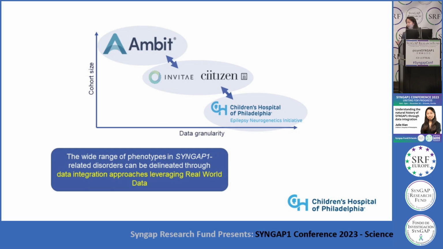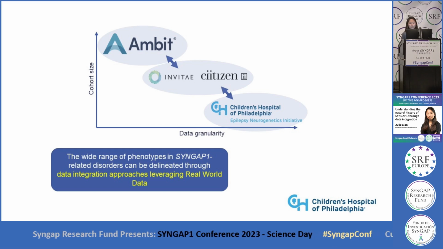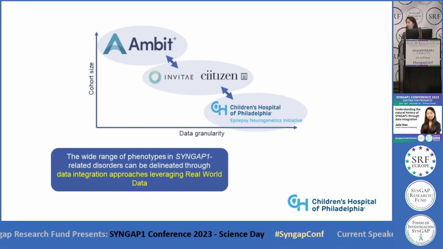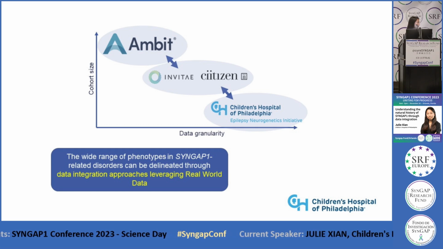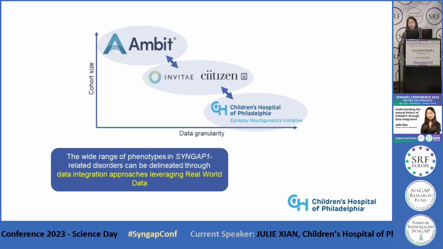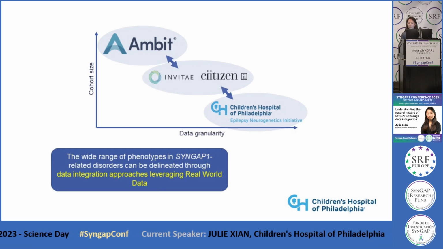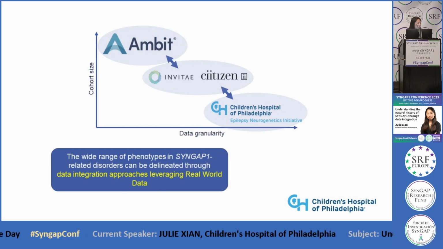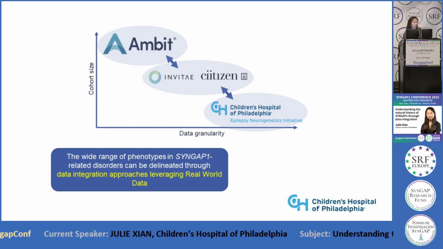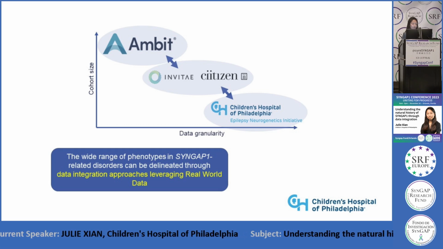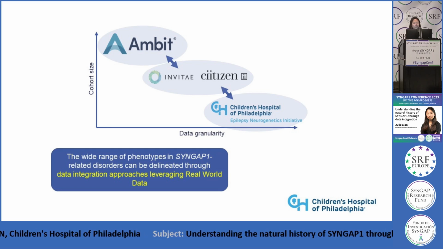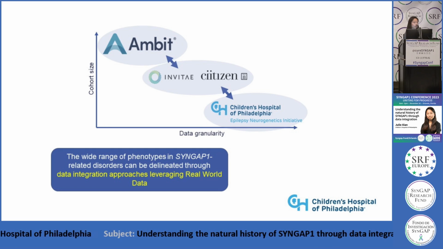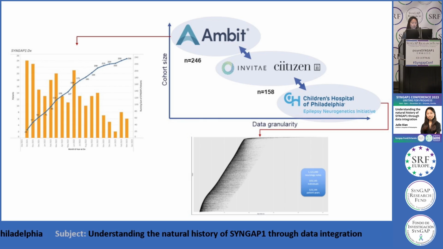I'll start with the challenge of how we can more comprehensively analyze a complex neurodevelopmental disorder like SYNGAP1. The idea here is that we have different approaches to phenotyping, and there are trade-offs between data granularity and cohort size. Larger studies may include more individuals, but may be limited in terms of data granularity. On the flip side, smaller cohort studies are more focused and can include data of more precision and specificity. So how can we build a framework where we can integrate data as well as approaches from across the spectrum? How do we do this in SYNGAP1?